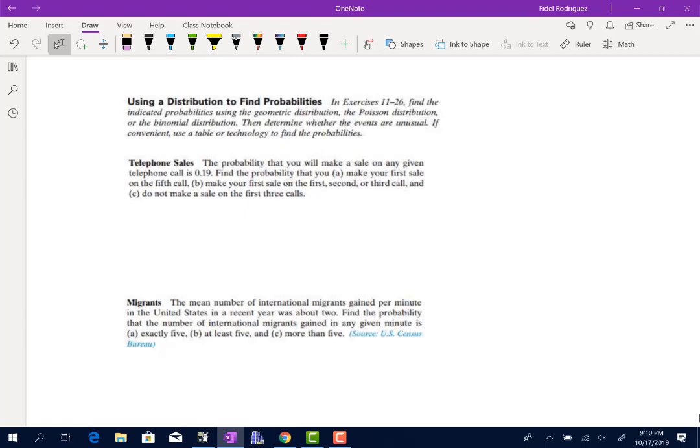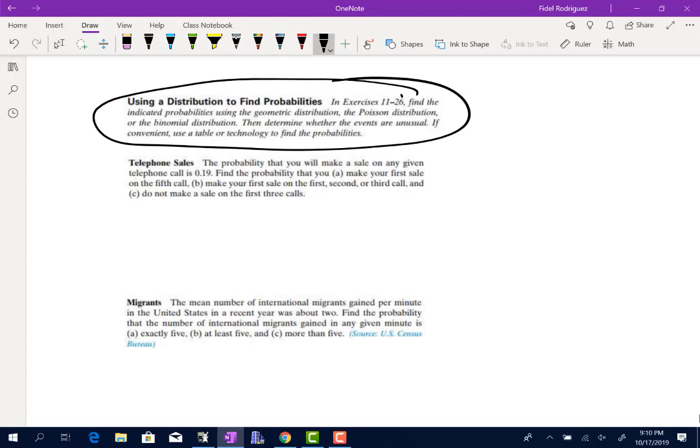So number 1, it says, find the indicated probabilities using the geometric distribution, the Poisson distribution, or the binomial distribution. Then determine whether the events are unusual. If convenient, use a table or technology. So guys, when you're doing these problems in your homework, you might be able to use a table if it's there, okay? I'm going to use the calculator here because I don't have a table in my notes.